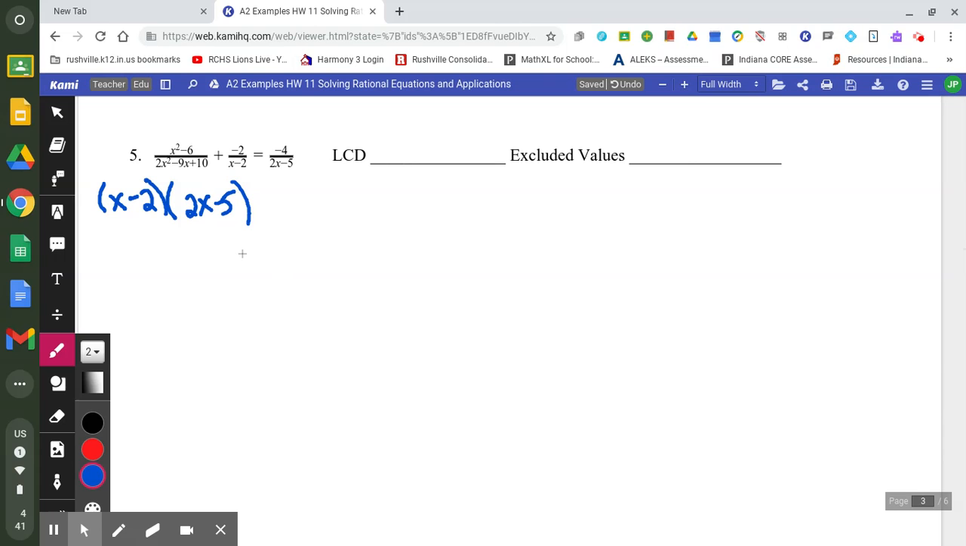So on number 5, I need to factor this 2x squared minus 9x plus 10, and hopefully it will factor into x minus 2 and 2x minus 5. So let's see. X times 2x gives us 2x squared, so that's good. And then negative 5x minus 4x gives me that negative 9x. And then negative 2 times negative 5 is that positive 10. So that's a good thing. And that means we're also going to use this as our least common denominator.